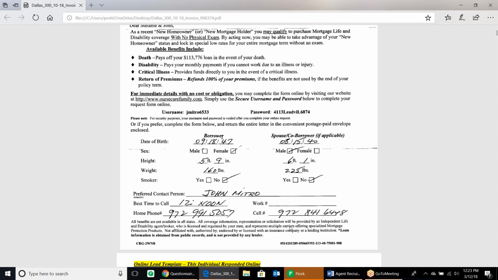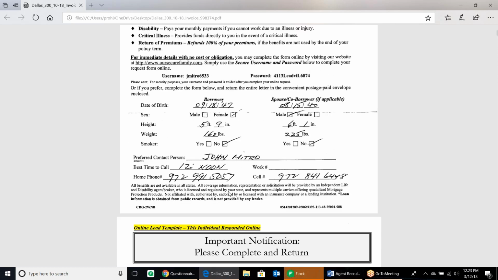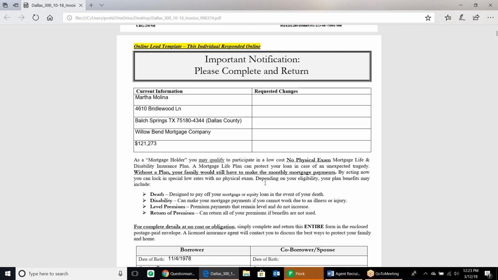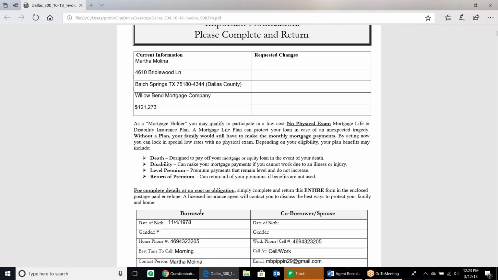They filled this one out by hand. Okay, best time to call. A lot of great information here. Now, you'll notice this one looks a little bit different. Looks like it's typed in.